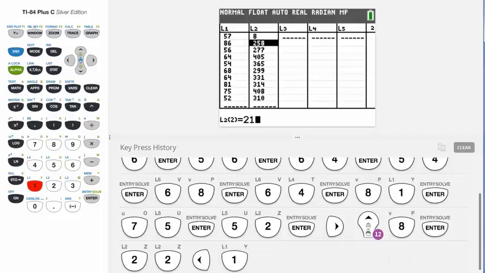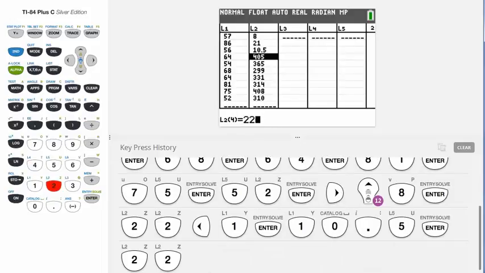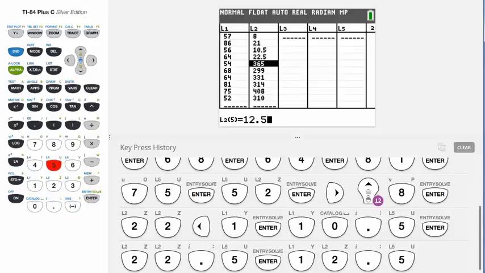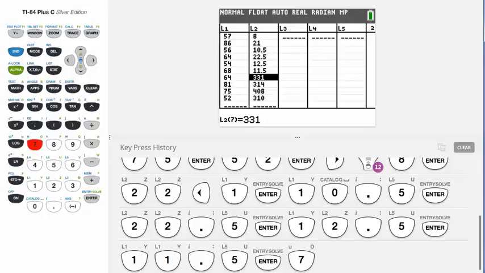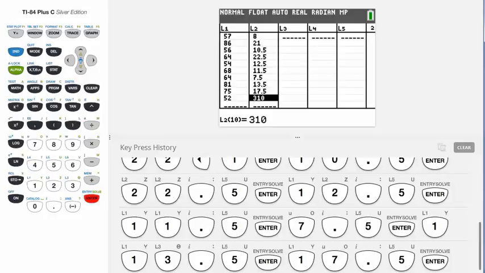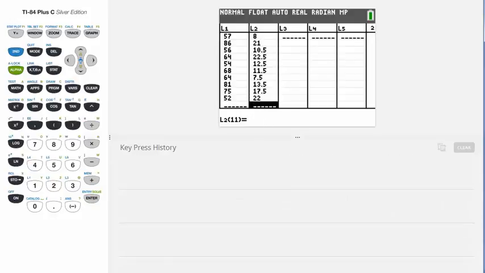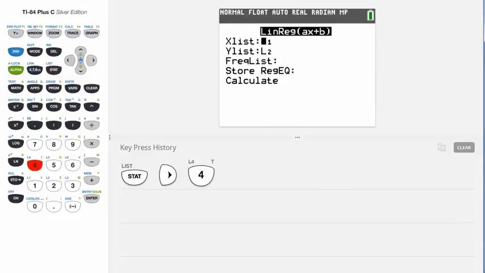8, 21, 10.5, 22.5, 12.5, 11.5, 7.5, 13.5, 17.5, 22. Now I can go to Stat, over to Calc, number 4 for linear regression.